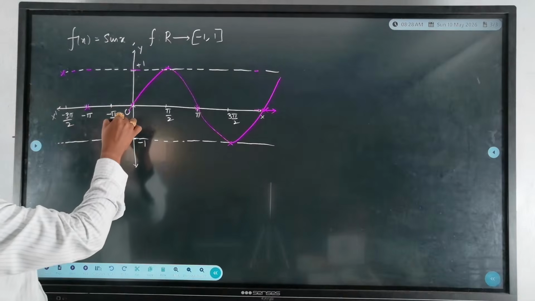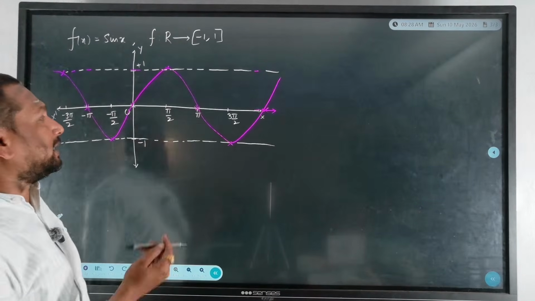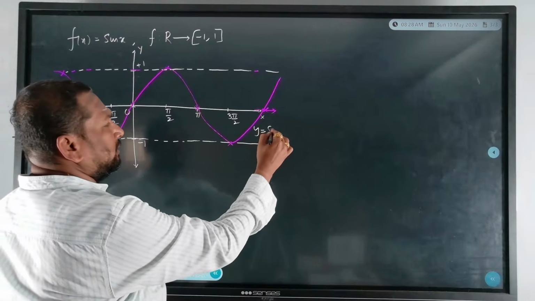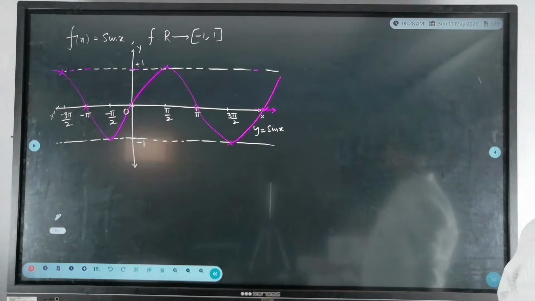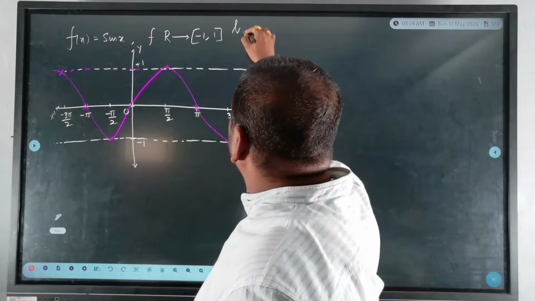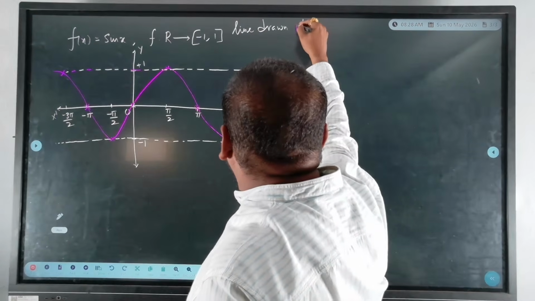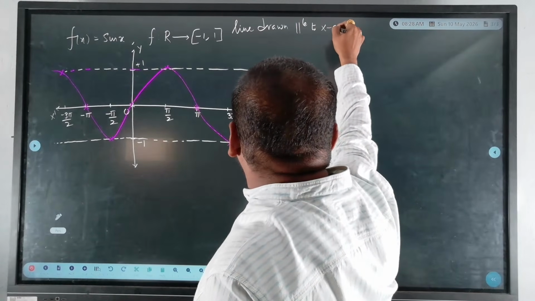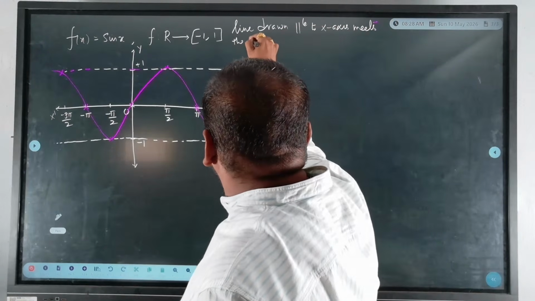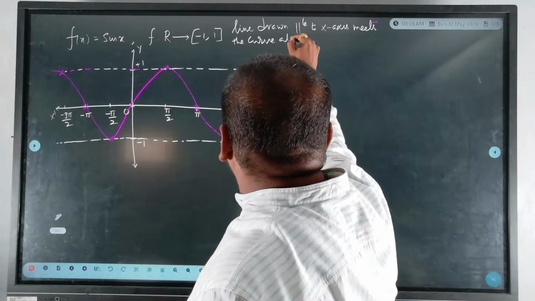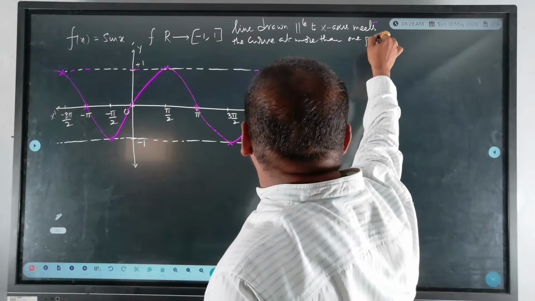Okay, the graph should be freehand. So this is the y equals sin x graph. See, a line drawn parallel to the x-axis meets the curve at more than 1 point.